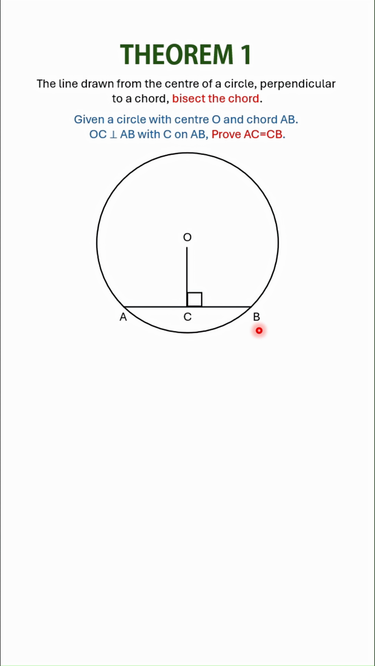So now, how do we prove that? For us to be able to prove that, we have to construct two lines, which are the line OA and the line OB. So if you see now, when we construct these two lines, both are radiuses of the circle, because a radius is a line from the center to one point on the circumference. And both of these lines that we have constructed are radiuses.